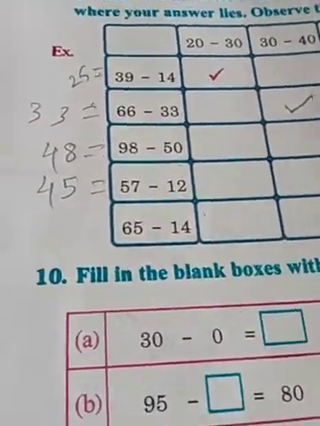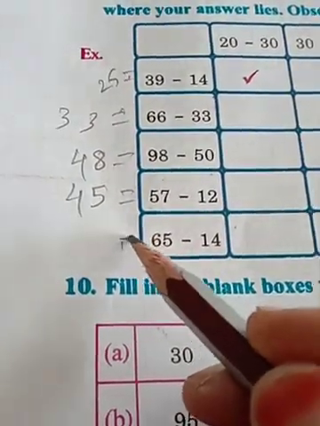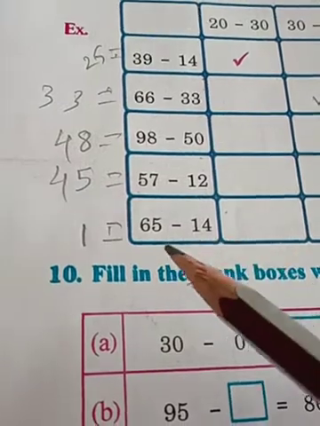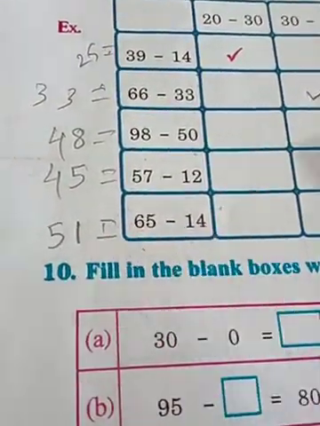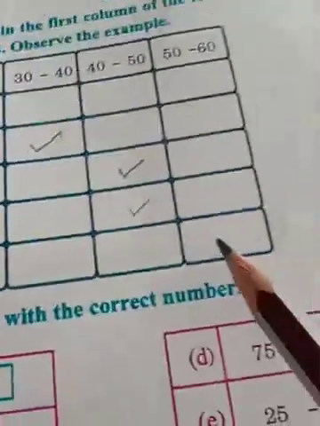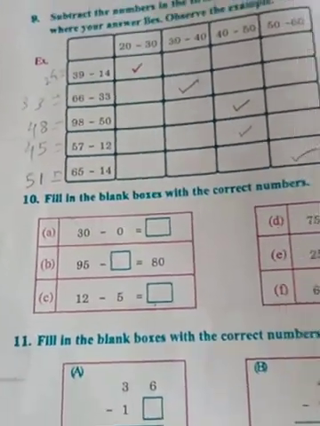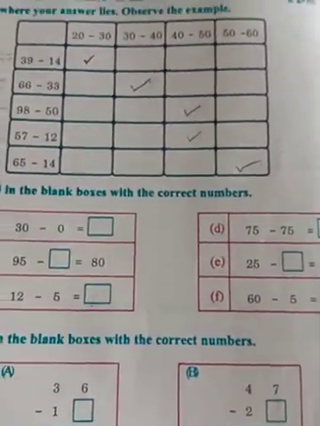5 minus 4, 1. 6 minus 1, 5. 51. It is between 50 and 60. So children, now write this. Write all of you those answers, and keep the right tick also.